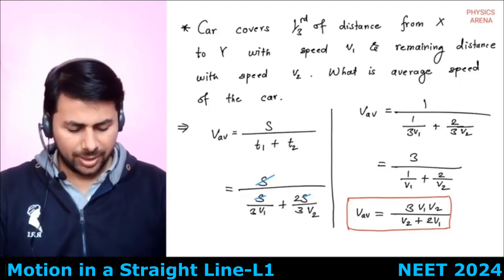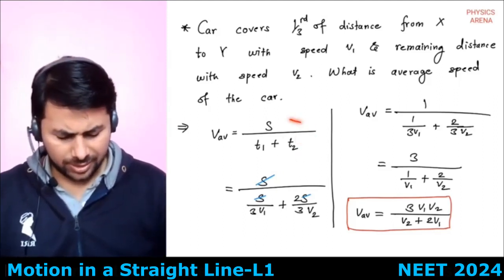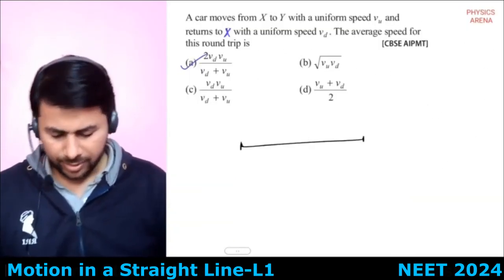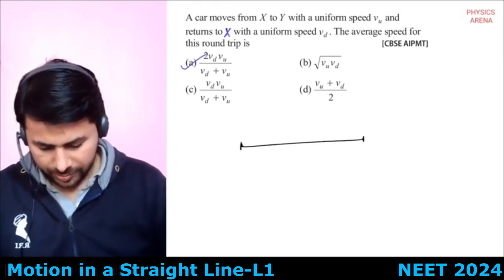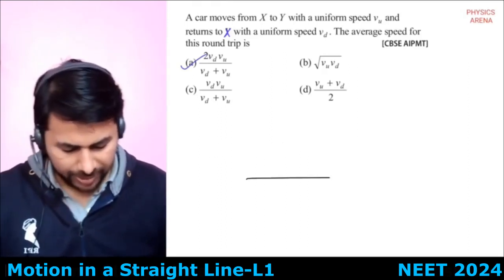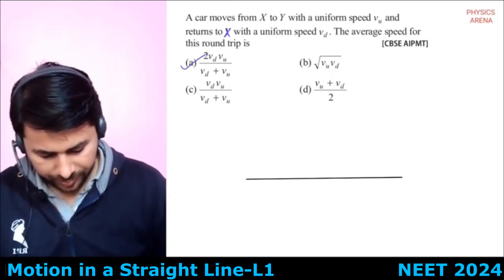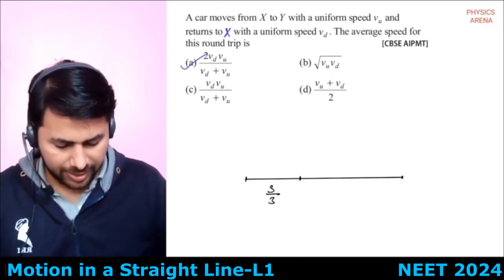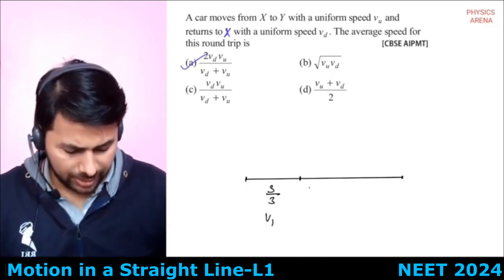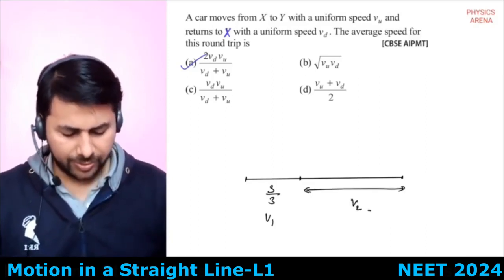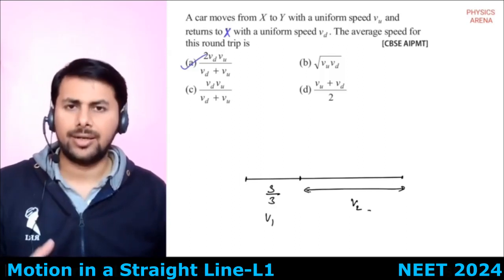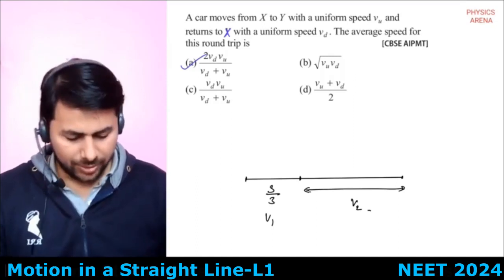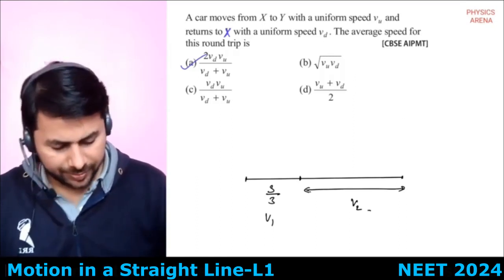So now what will you do? Actually you can do it in two ways, but I want you to do it in only one way, which is the fastest way. See, you have this car which moves from here to here. It covers one third of the distance, s by 3, with speed v1, and the remaining distance with speed v2. Once again, I can apply the same formula. I don't need to change anything. This kind of question I will solve like this.